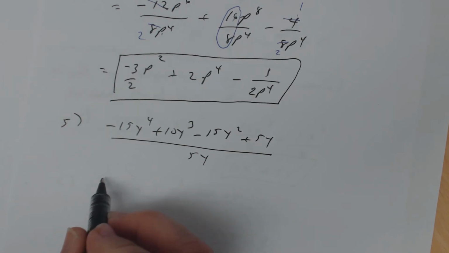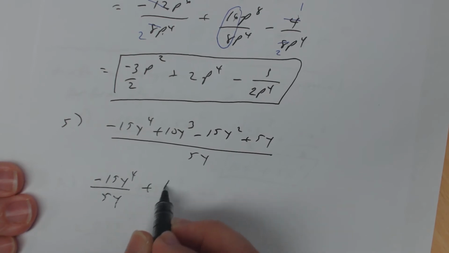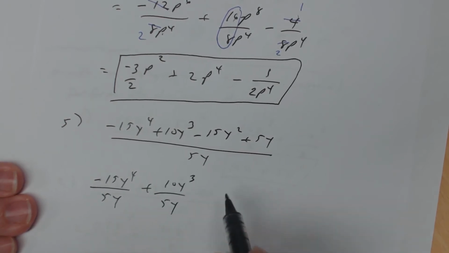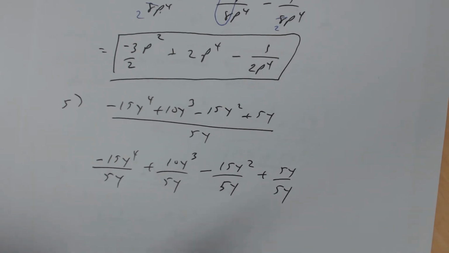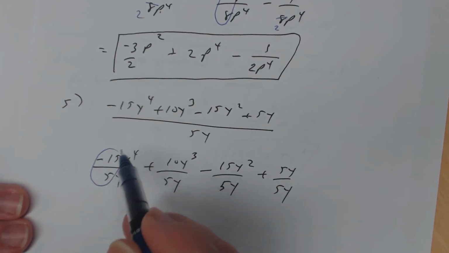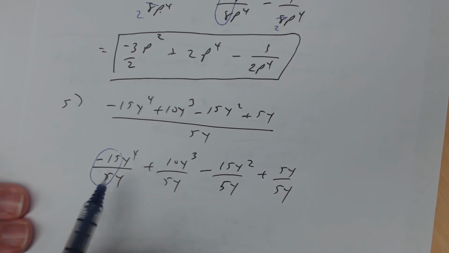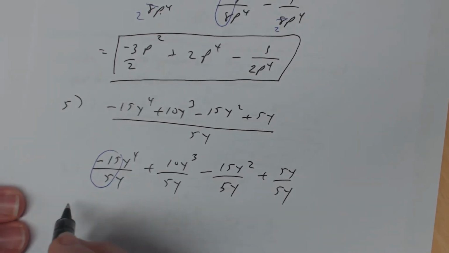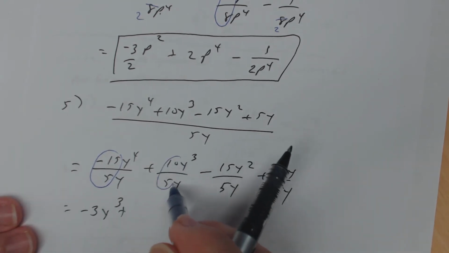That's the easy kind. So I get negative 15y to the 4th over 5y plus 10y cubed divided by 5y minus 15y squared divided by 5y plus 5y divided by 5y. All right, now let's reduce and simplify. Negative 15 divided by 5 is a negative 3. Y to the 4th divided by y, when you divide like bases, subtract exponents, do that mentally. So that's going to be negative 3y cubed plus this right here, 10 divided by 5 is 2.